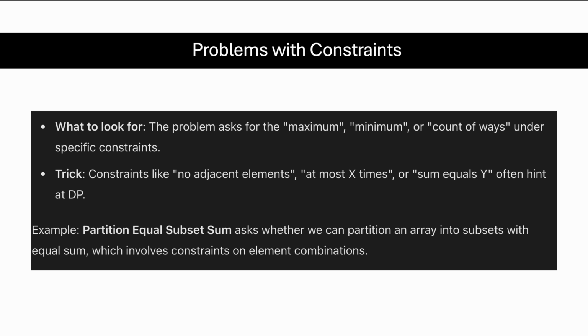That is again a clue which you can take that you can do DP as a solution. So partition equal subset asks whether we can partition an array into subsets with equal sum, which involves constraints on element combination. We will take all these problems when we do the real coding exercises, right? But I'm trying to explain on a very high level what the triggering points are for a person to decide whether DP is the solution here or not. That is the reason I will try my best to cover all those things which would be the deciding factor for whether you can choose DP or not.